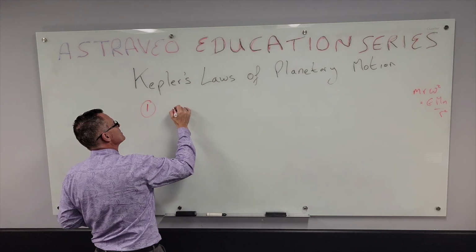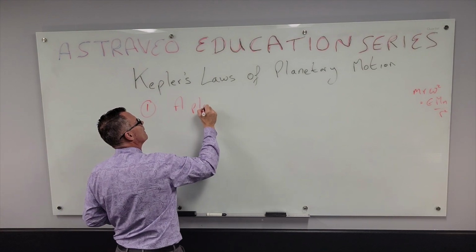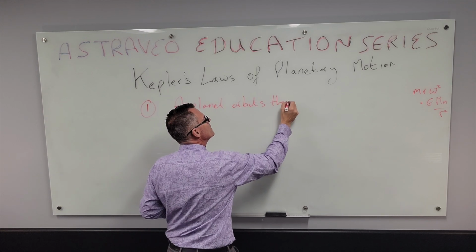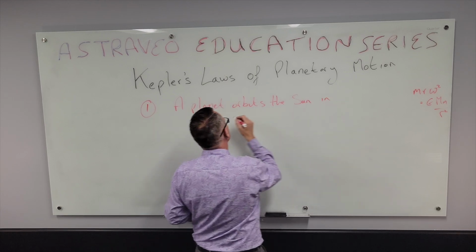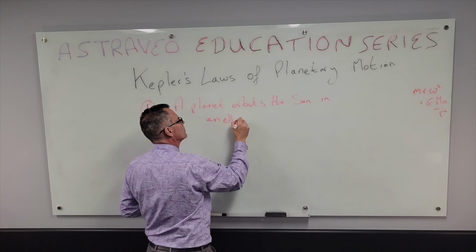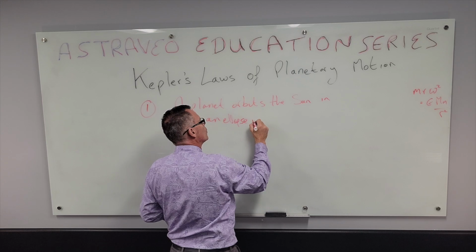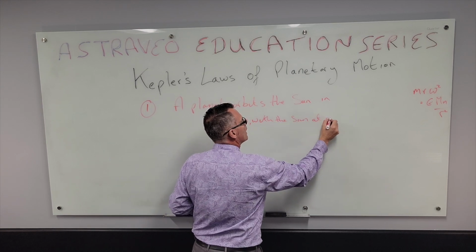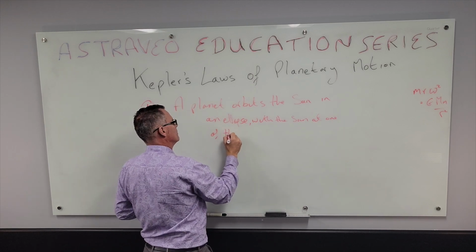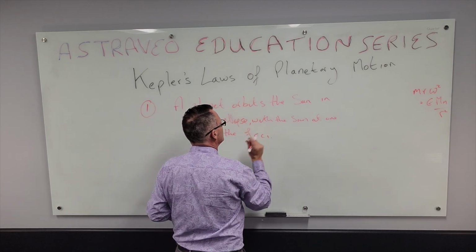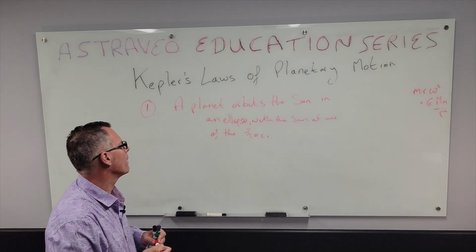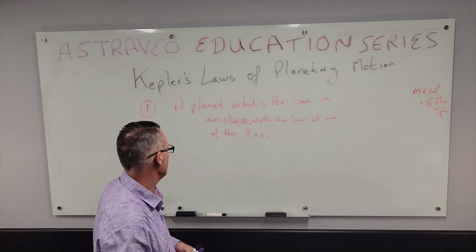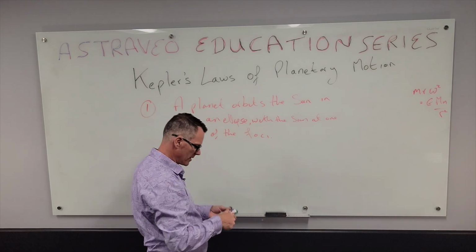So the first one is: a planet orbits the sun in an ellipse, with the sun at one of the foci. Actually, let's do them one by one, because some of the statement is quite complex. We've got a few things to work out here. Well, first of all, what is an ellipse?